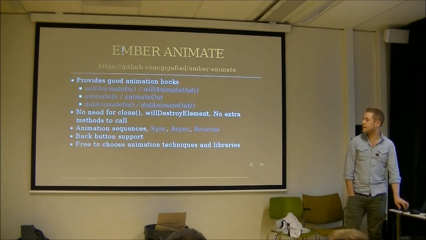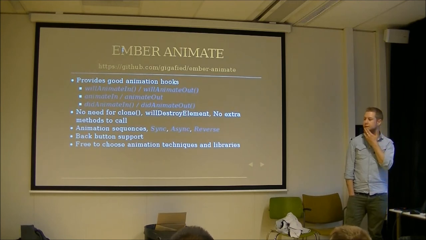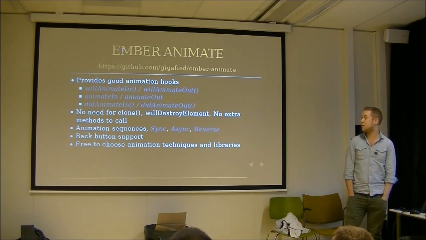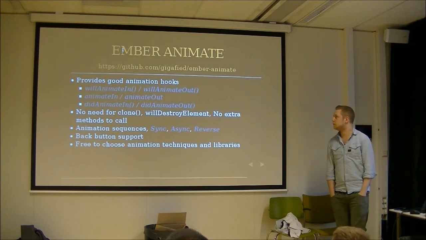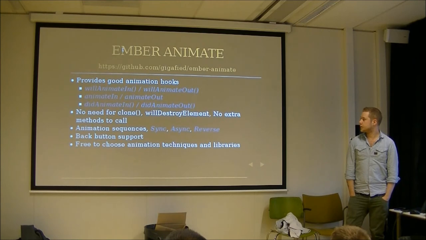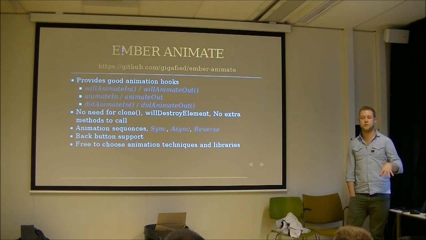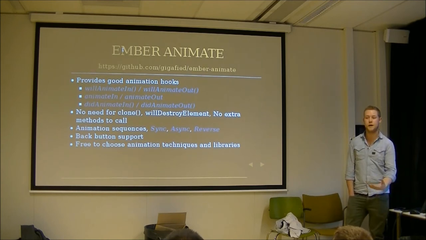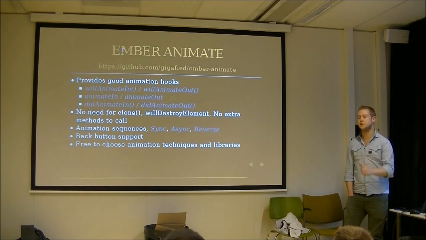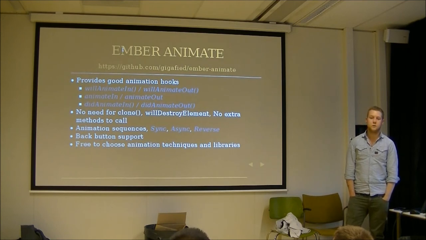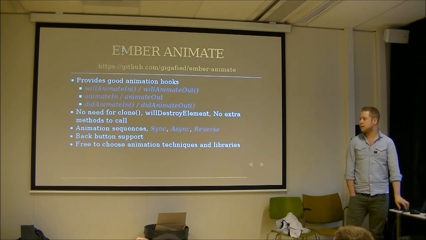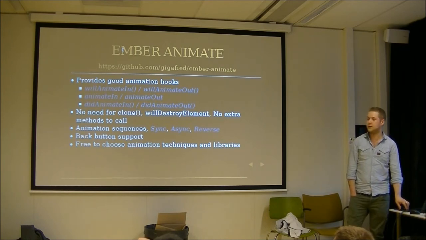There's also Ember Animate, and I think this is the one which gets the closest to solving the problem. It provides animation hooks. It also overrides the destroy element hook, so there's still some modification on the Ember core being done by this plugin. But it also supports animation sequences. So you can say, well, if I'm going to transition to a new view, first animate the old view out and the new view in, or do it synchronously, and you can also reverse it, which is also pretty cool. And it also offers back button support. And you can choose the animation techniques you want. So you can use CSS, you can use jQuery Animate, or some other animation library like Velocity or something. Which is also pretty nice. However, I still think there's a lot of custom work involved if you want this to work on a large code base.